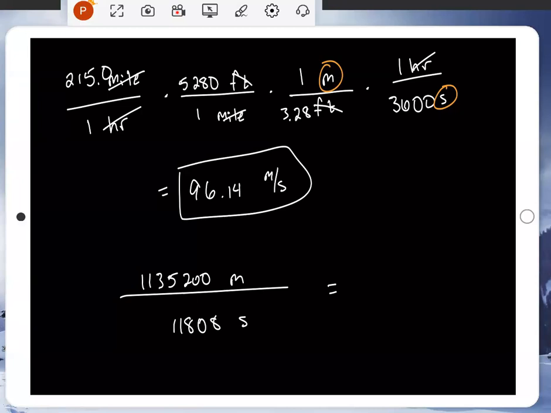When I did it the way that you did, I got 96.1382. Yeah, and so you did it, as you said, 215 times 5280 divided by 3.28 divided by 3600, all in one line, all in one go.